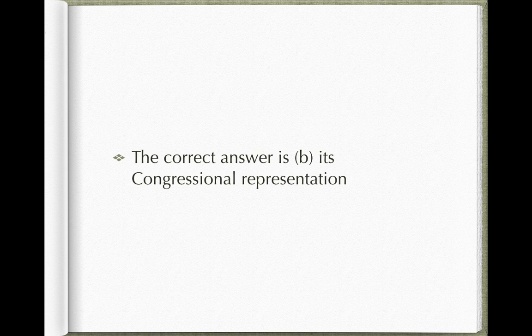The correct answer is B, it's congressional representation. For instance, the state of Virginia has 13 electors. 11 of those are based on the number of representatives Virginia has in the House of Representatives, which is based on population. But 2 of those are from the senators that Virginia has. Those are not based on population. It is based on congressional representation.